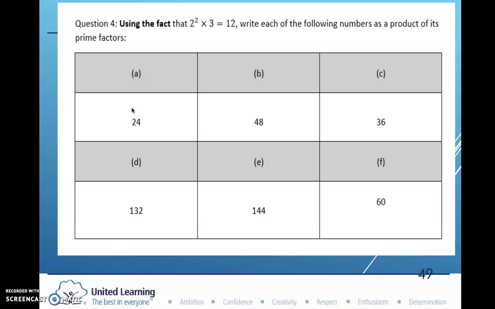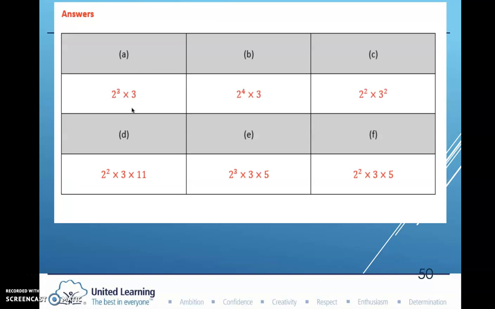Finally, some challenge questions. So again, this is using the skill that we used at the very end. So we are given the fact that 2 squared times 3 is equal to 12. Can use this information to show what 24 is as a product of its prime factors, and so on. Give yourselves 3 minutes to work through these. And there are your answers.